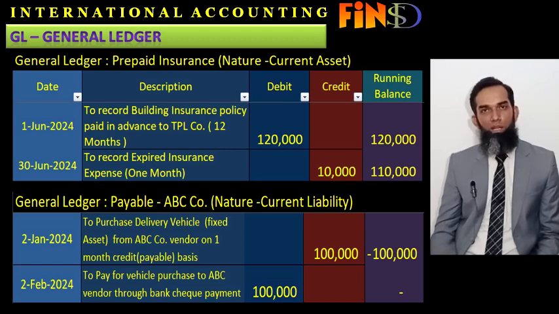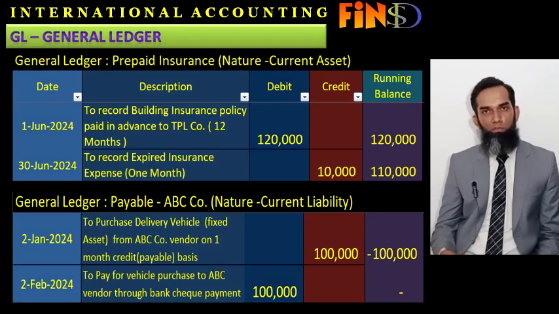So whenever a liability is increased, it is credited, and the running balance is shown as negative, that is minus 100,000. That minus sign shows that the running balance is going negative and the credit side is heavy. If it is plus 100,000, it is showing the debit balance of that ledger. So after paying ABC Limited on 2nd February 2024, that amount has been completely set off.